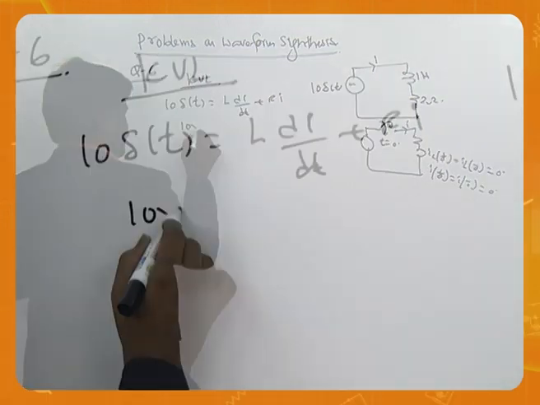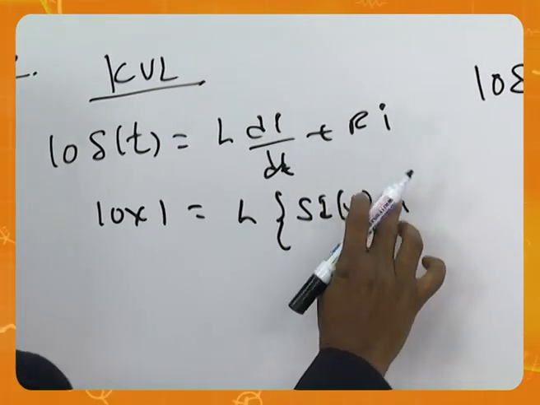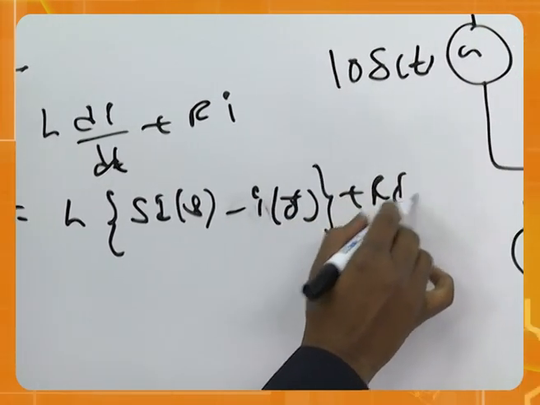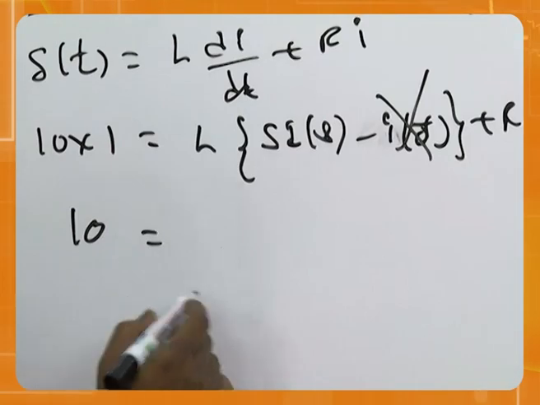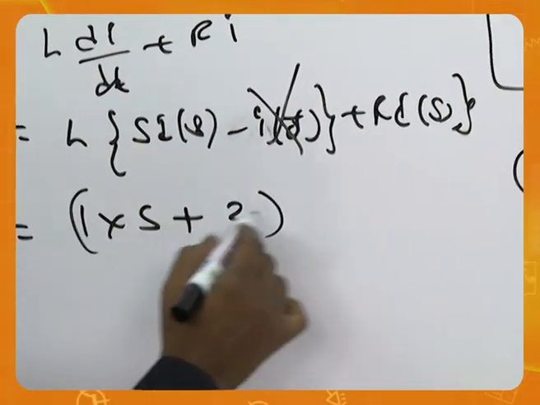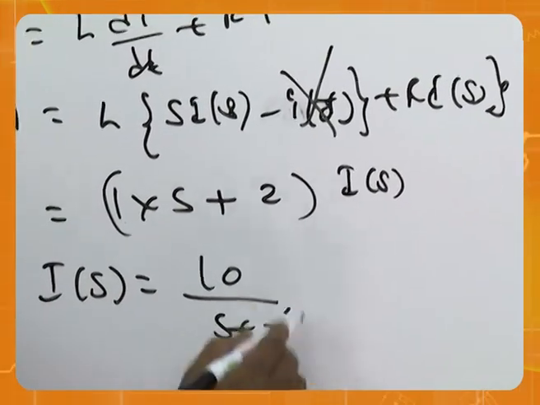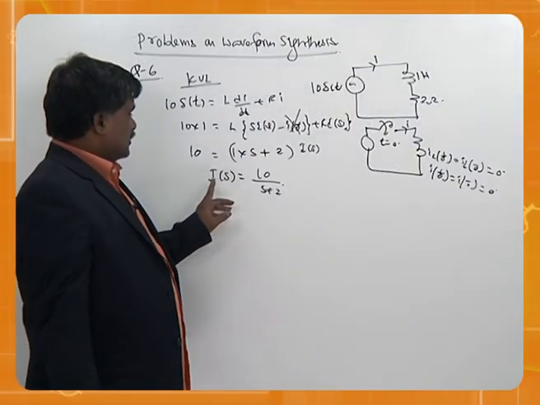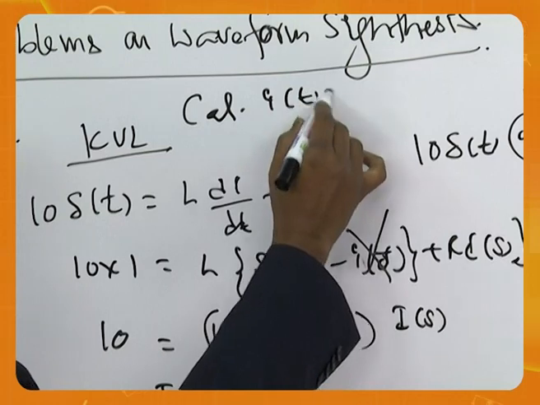Look at here. 10 into 1, Laplace transform. S into I of s minus I of 0 plus, R into I of s, cancel. Therefore, 10 is equal to 1 into s plus 2, I of s. I of s is 10 by s plus 2. But please observe, he is not asking I of s. The question says calculate I of t.